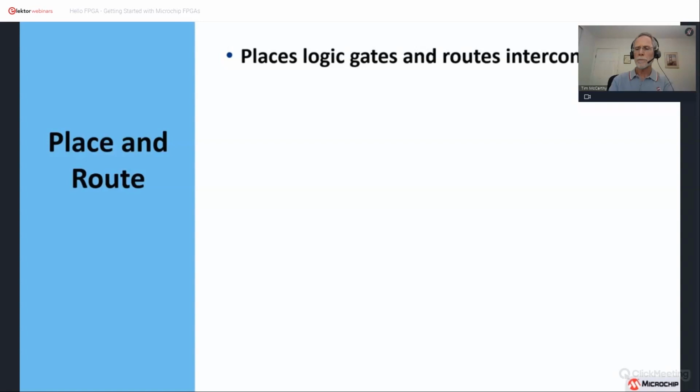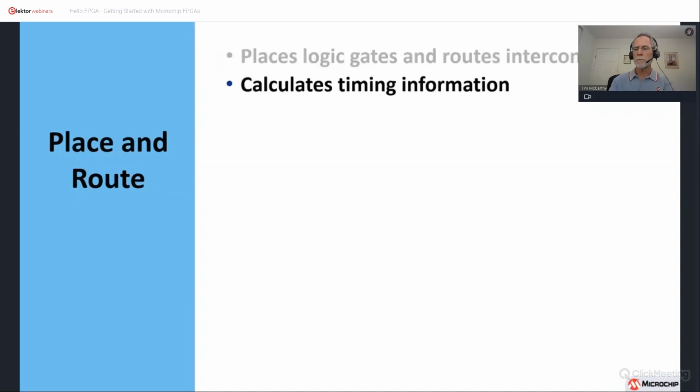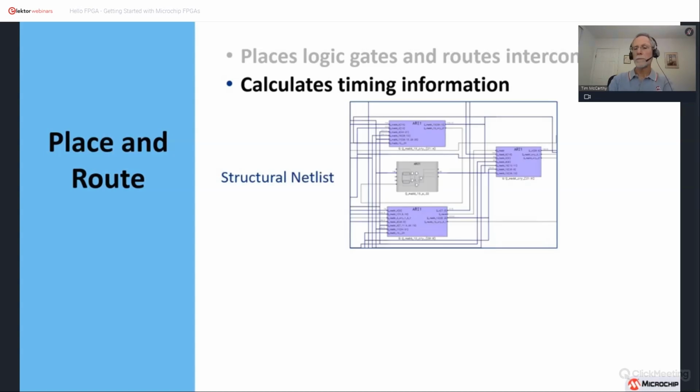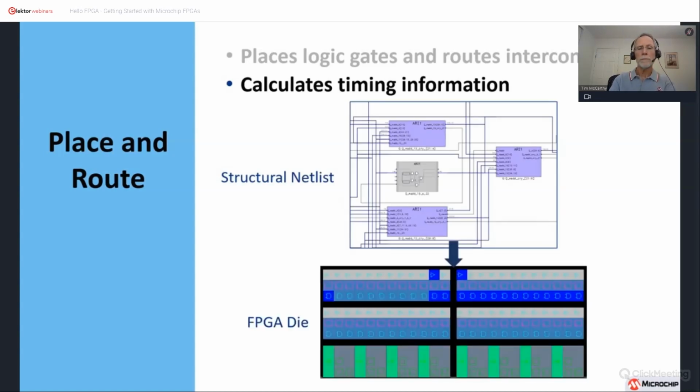The place and route step takes the cells in the netlist from synthesis, places them on the FPGA die, and makes the interconnects. When it's finished, it calculates the timing information based on the placement of the logic. So the cells in the structural netlist are placed on the FPGA die. This is a picture of a PolarFire FPGA die. The dark blue boxes are locations where logic has been assigned.